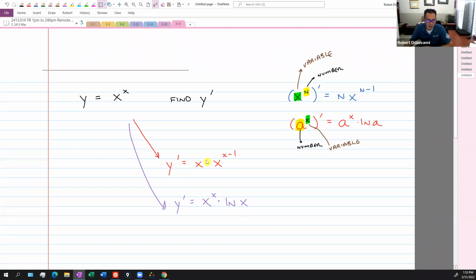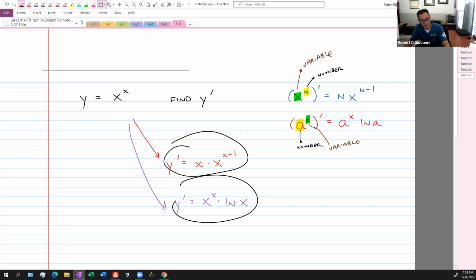Do y'all see how I've got two different answers here? One of them is using the first rule. The second one is using this rule, right? You see that? Well, which one is right? What do you think? Neither one. They're both wrong, okay?